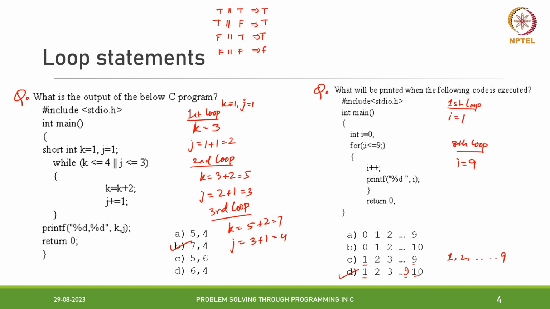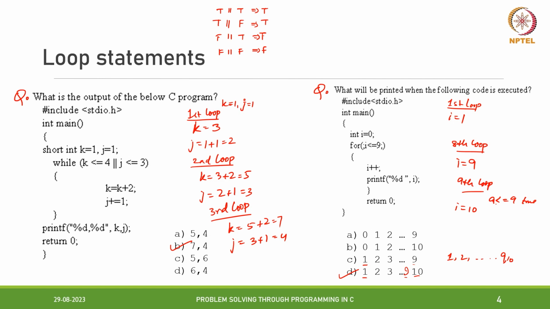9 got printed. Now you go back for the ninth loop. Before the ninth loop happens, you check this conditional, 9 less than or equal to 9. It is true, right? Now it will go for the ninth loop. In the ninth loop, what will happen? Again I plus plus. This I is already 9, so it will become 10. Now 10 gets printed.